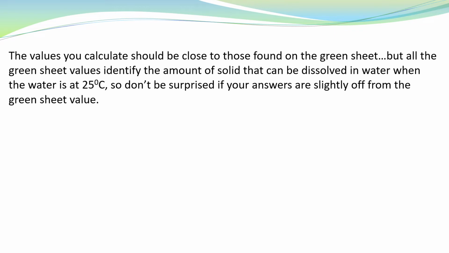The values you calculate should be close to those found on the green sheet. But all the green sheet values identify the amount of solid that can be dissolved in water when the water is at 25 degrees Celsius. So don't be surprised if your answers are slightly off from the green sheet values. So when you calculate these, the answers you should get should be very close to what we find on the green sheet.